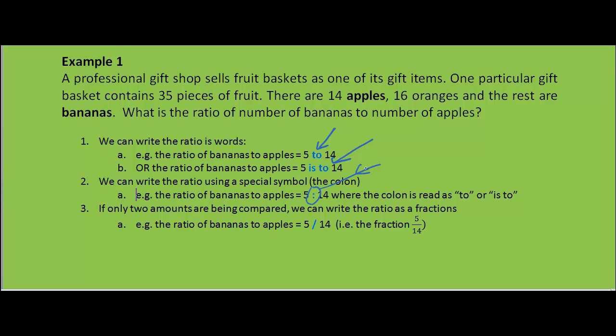Whichever notation you decide to use, words, colon, or fraction, please note that the order of the amounts is important. In this example, we were asked to compare the fruit in the order of bananas first, compared to apples second. Writing the ratio 14 is to 5 would be incorrect in this example, because this would be comparing apples first to bananas second, which is not what the question asked for.